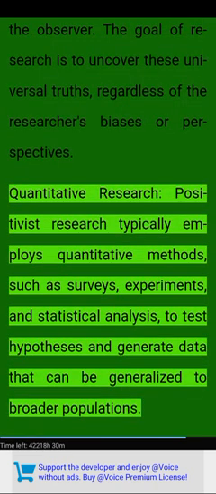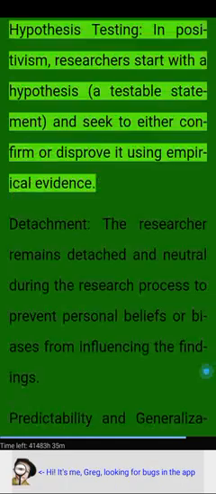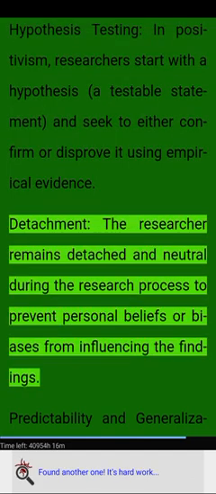Quantitative research. Positivist research typically employs quantitative methods, such as surveys, experiments, and statistical analysis, to test hypotheses and generate data that can be generalized to broader populations. Hypothesis testing. In positivism, researchers start with a hypothesis, a testable statement, and seek to either confirm or disprove it using empirical evidence. Detachment. The researcher remains detached and neutral during the research process to prevent personal beliefs or biases from influencing the findings.